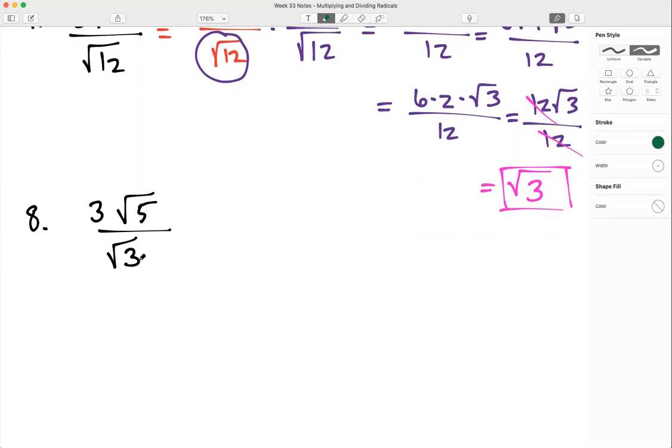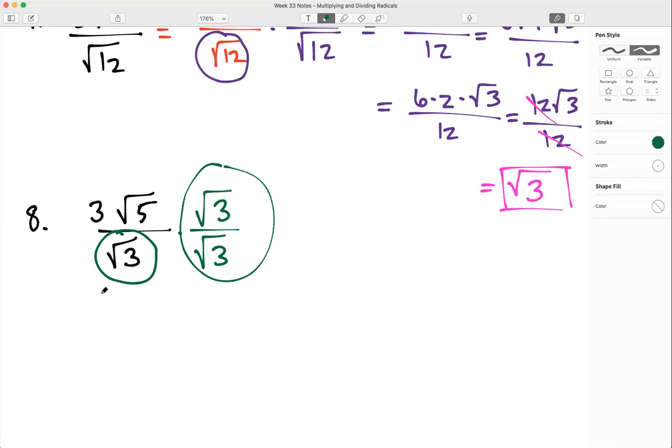Okay, so we got to get rid of this radical in the denominator. So remember the trick. We take that, we multiply this whole fraction by that square root of 3 over the square root of 3. This, you guys, right here, what is this equal to? Anything over itself is 1. So because of that, this thing does not change as far as the value. It just changes the way it looks, which is what we want.